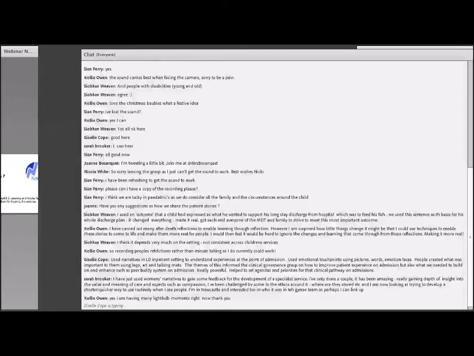Okay. Do you want to read out Sarah? Yeah. So Sarah says she just used women's narratives to gain some feedback on the development of a specialist service. It's just in a couple, but that's been amazing. Really gone into depth and insight over the value and the meaning of care and aspects such as compassion. She's been challenged by some of the ethics around it, where they're stored, and now looking into trying to develop a shorter and quicker way to use routinely, so really integrating it into practice. And Sarah's in Newcastle and interested to take it to the gynecology team, so she's wanting to link that up. So you can see the potential spread.